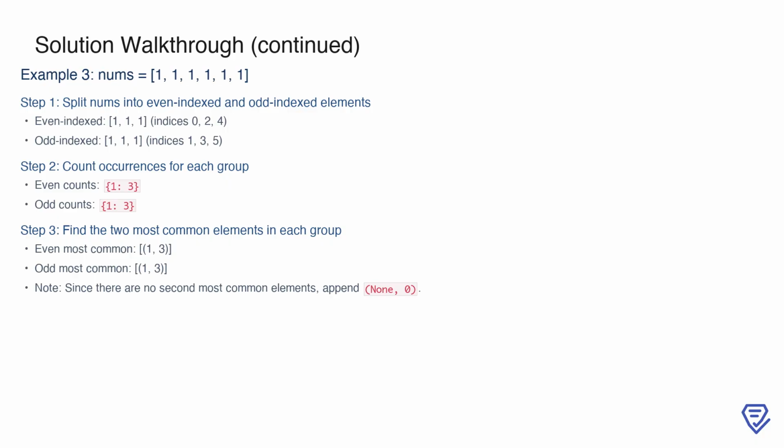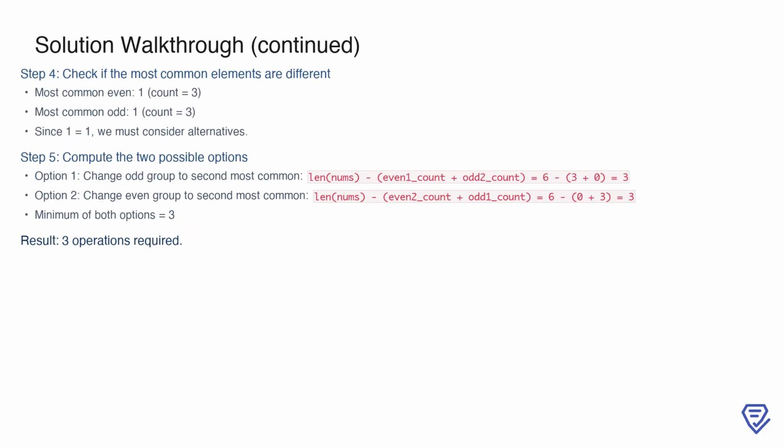Now, we determine the two most common elements in each group. For the even group, the most common element is 1, with a count of 3, and since there is no second most common element, we append none, 0. The same applies to the odd group, resulting in the most common element being 1, with a count of 3, and the second most common being none, 0. In this case, the most common elements from both the even and odd groups are the same, as both groups have 1 as the most common element with a count of 3.